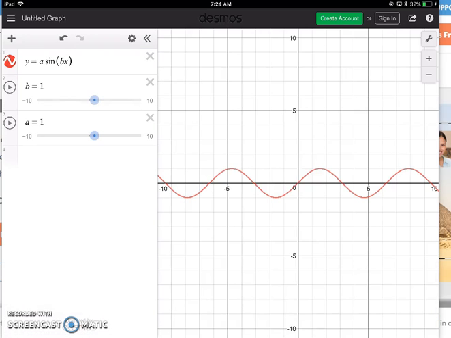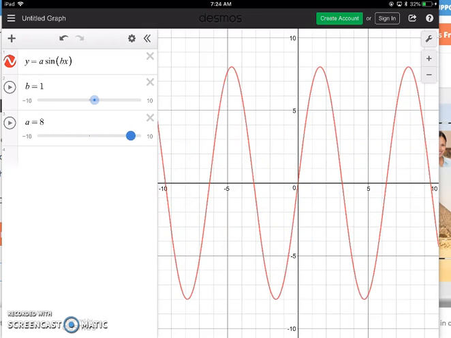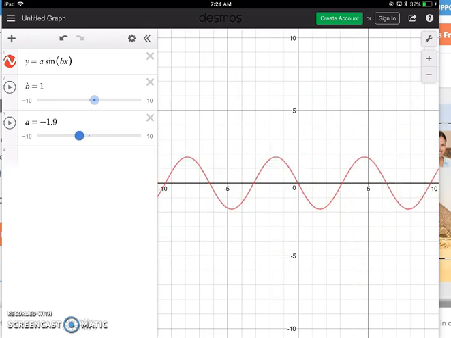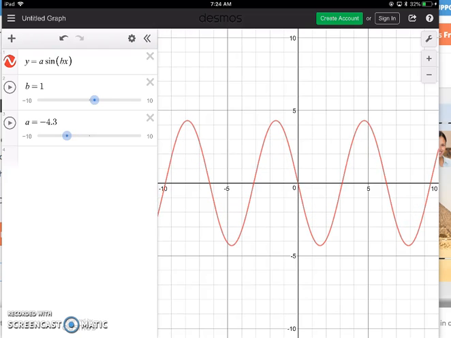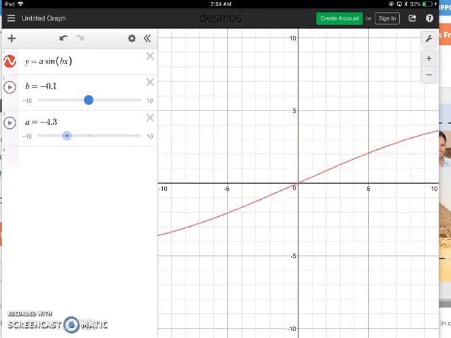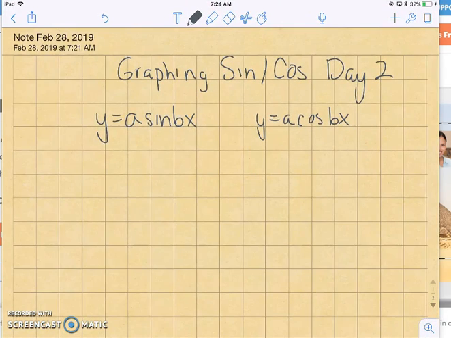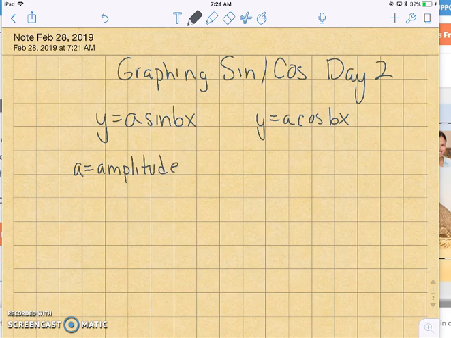Right now they're both 1, and as we switch to the A, the amplitude changes. You notice as it goes negative, it's a reflection. What happens when we switch to the B? Those waves get bigger and smaller. So the technical names: A equals our amplitude, the height of that wave from the midline.